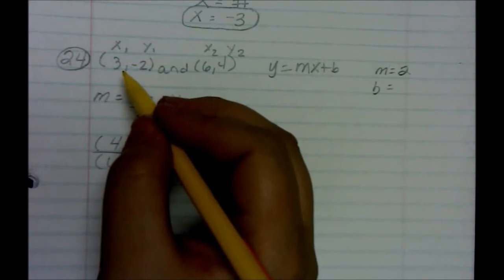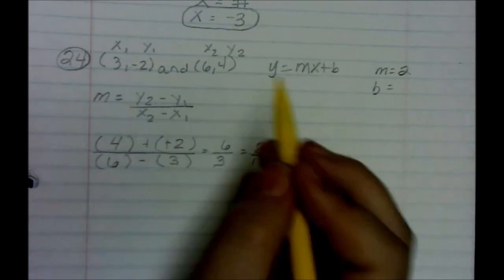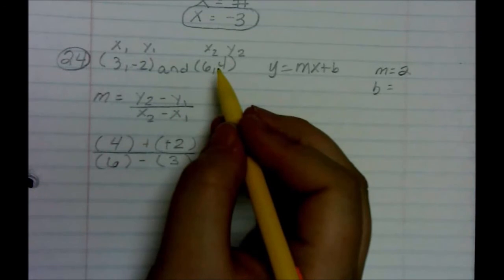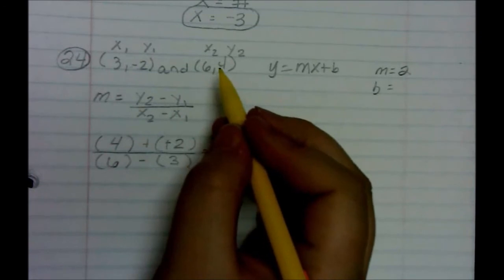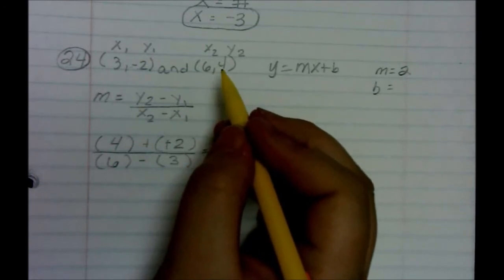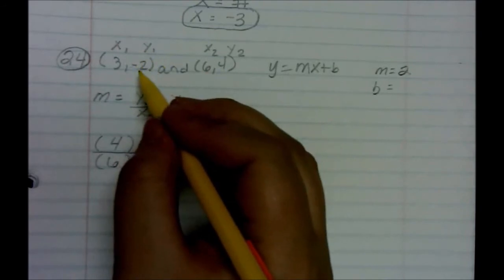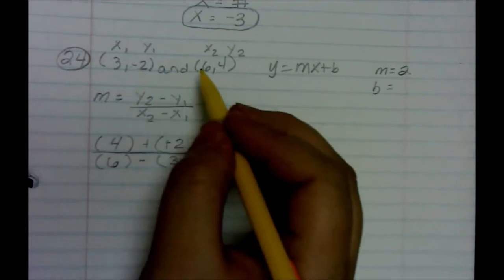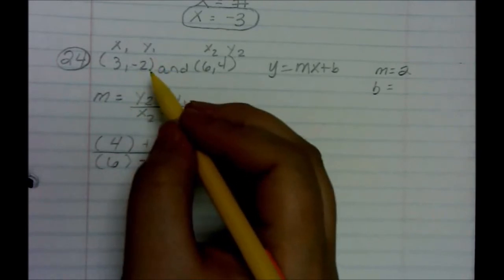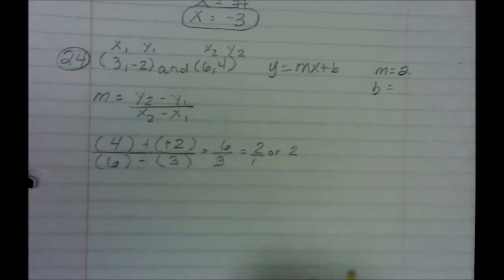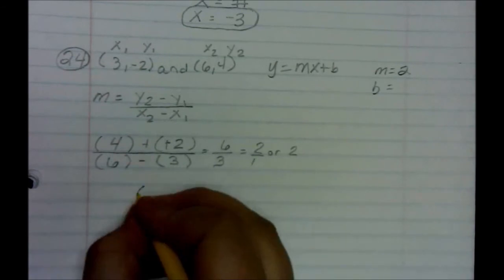I'm going to choose the ordered pair 6, 4 for my people who don't like those negatives. And then to try and challenge yourself, pause this video and do the ordered pair 3, -2. That way you can know that it doesn't matter which one you choose. So again, I'm going to use the ordered pair 6, 4.